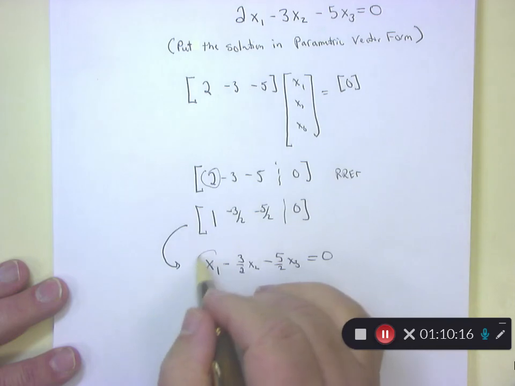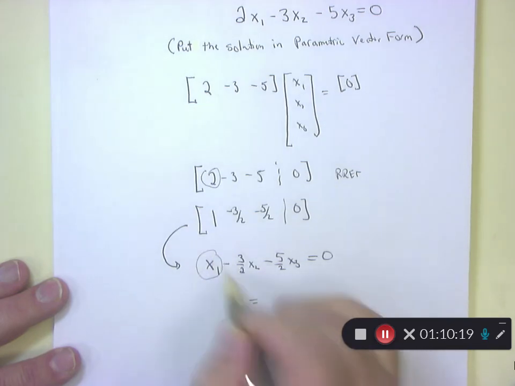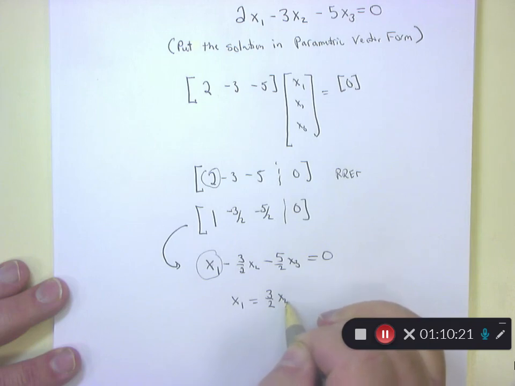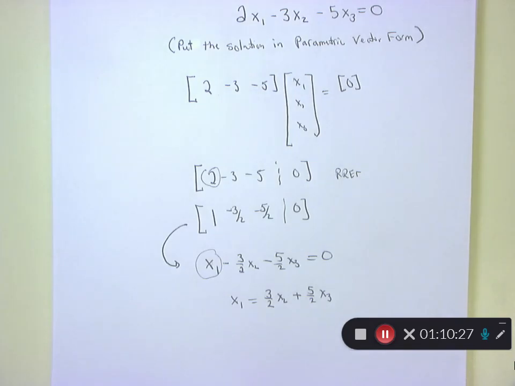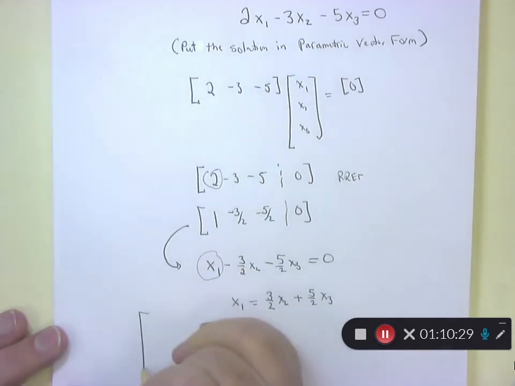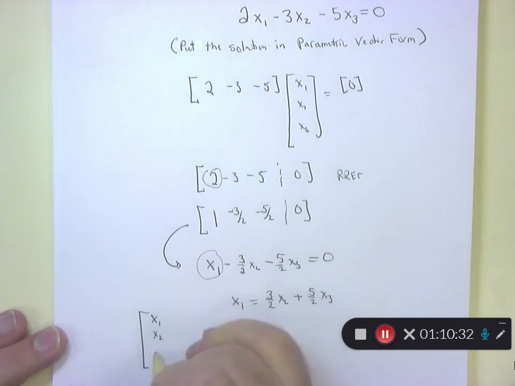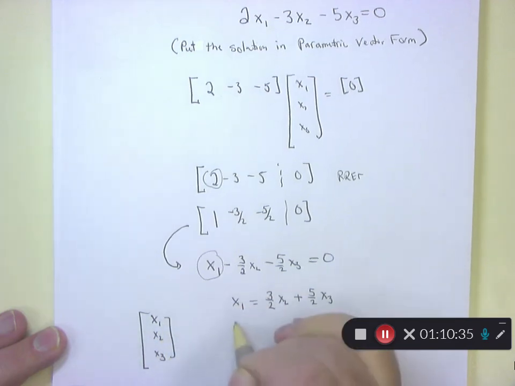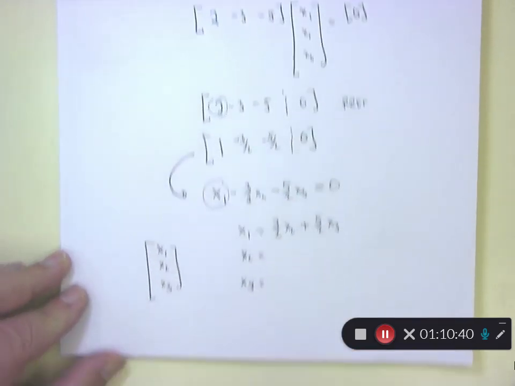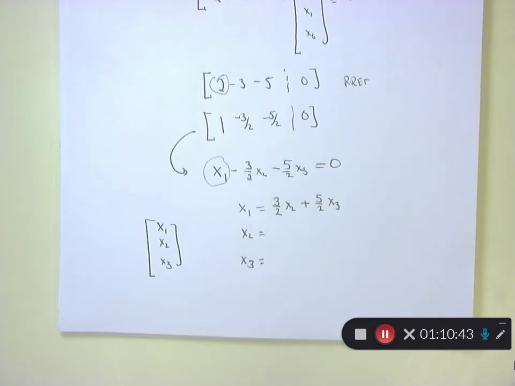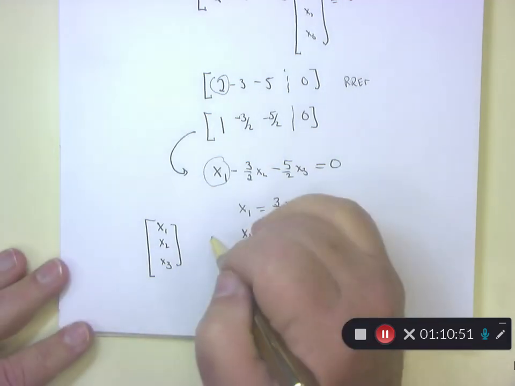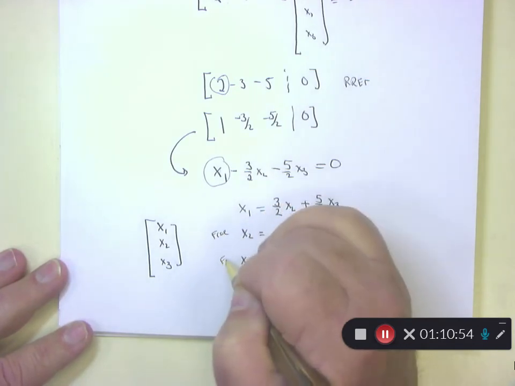What's your pivot? x1. So what's x1 going to be equal to? Move it to the other side. 3 halves x2 plus 5 halves x3. Does that make sense? But our parametric vector form, we want to write it as x1, x2, x3, right? So you got to have an x2 and an x3. Who are x2 and x3? x1 is the pivot. x2 and x3 are not pivots. What are not pivots called in linear algebra? Free variables. These guys are free. They can be anything they want to be.